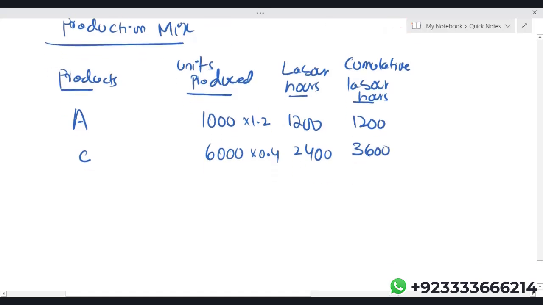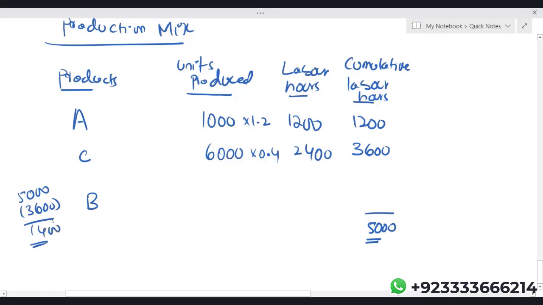Now, according to the ranking, of course, we'll go for product B, but we have to see how many units of product B can we produce. Can we produce all 6,000 units for B or less than that? Basically, available hours, we have only 5,000. So logically, please try to understand. Available hours are 5,000 and we have already utilized 3,600. So the remaining hours are 1,400 hours.